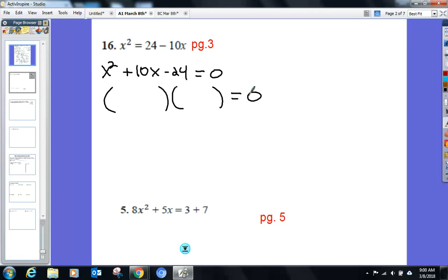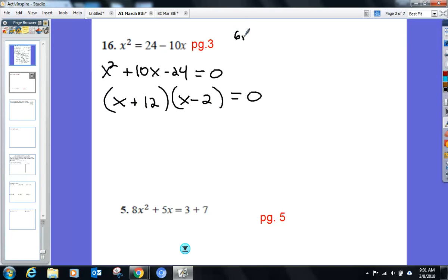Find 2 numbers that multiply to -24, but add to 10. All right, -24, add to 10. Number 26, when you get those numbers, let me know. 12 and 2. Got signs that add to 10?